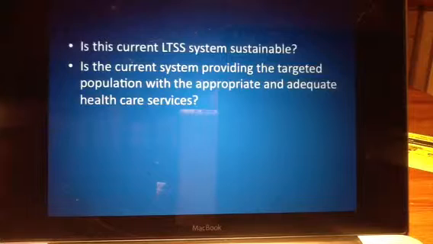So I decided to narrow my questions to the following. Is the current LTSS system sustainable? And is the current system providing the targeted population with the appropriate and adequate health care services?